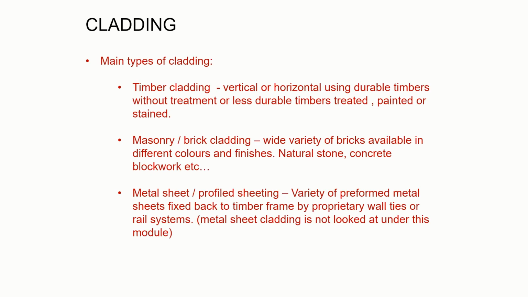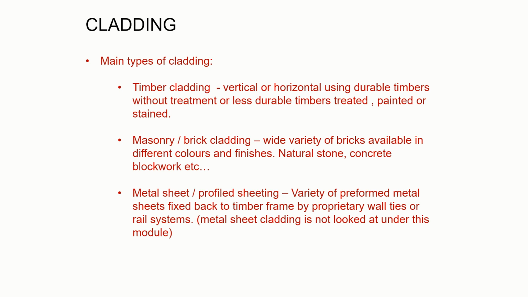So there's a couple of different types of cladding, and I think you could probably split them into three different types for the purposes of this module. Timber cladding, so it could be placed vertically or horizontally. We can use durable timbers without treating them, or we can use softwood or less durable timbers. We can paint it, we can stain it, so it's quite versatile. Masonry cladding or brick cladding, we can use natural stone, concrete block, we can render things, we can have brick on the outside, so again it's very versatile in its appearance.